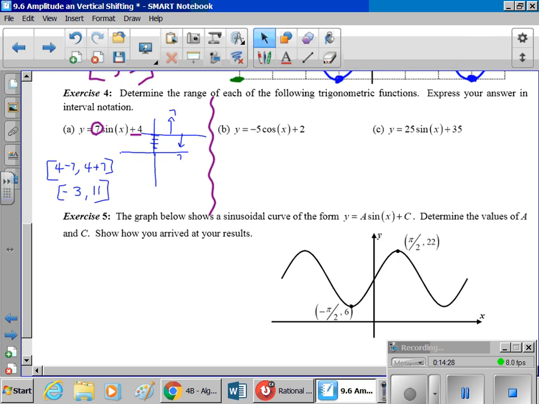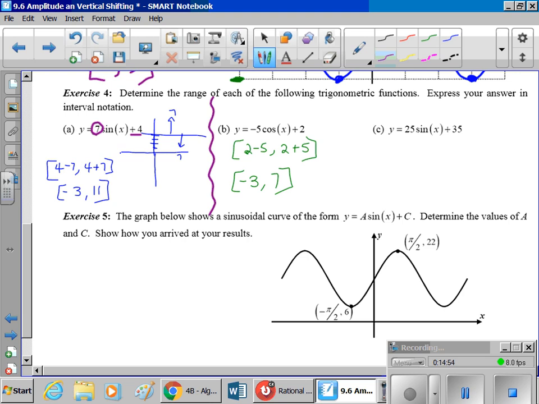So the second one says y equals negative 5x plus 2. Again, we're going to start with that midline at 2, and we're going to do 2 minus 5 and 2 plus 5. So 2 minus 5 is negative 3, and 2 plus 5 is 7.